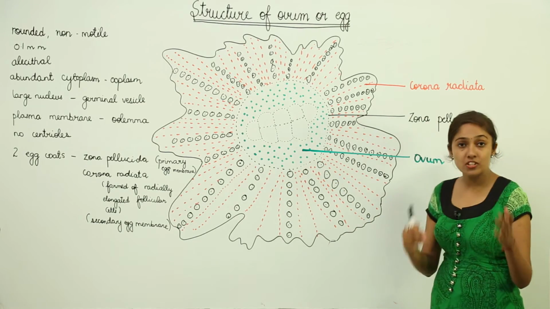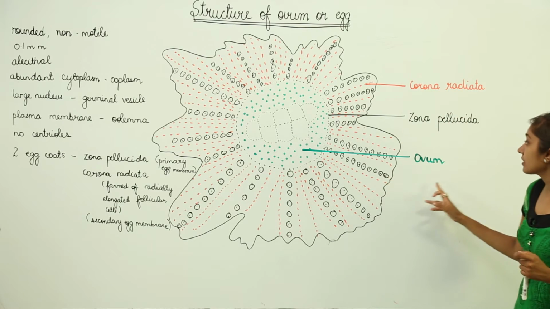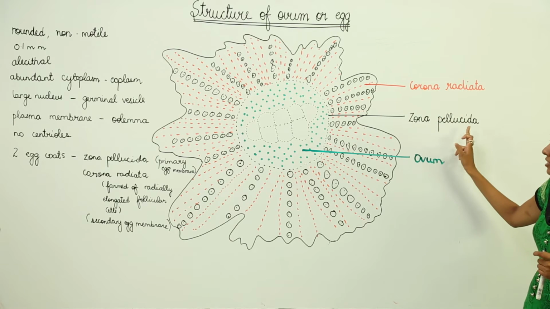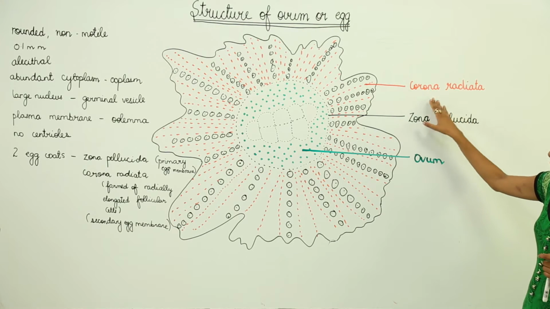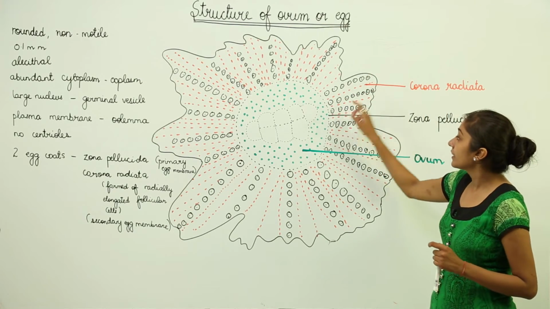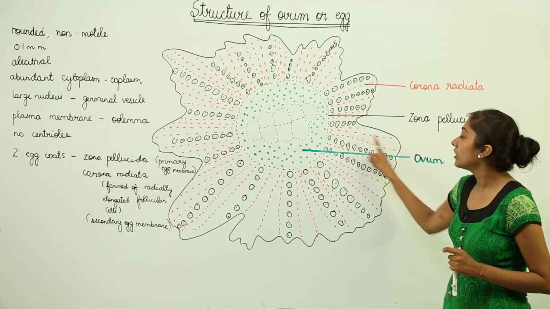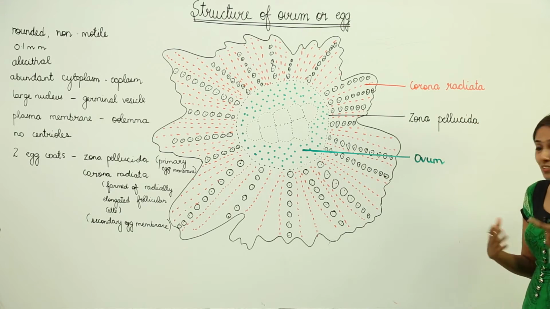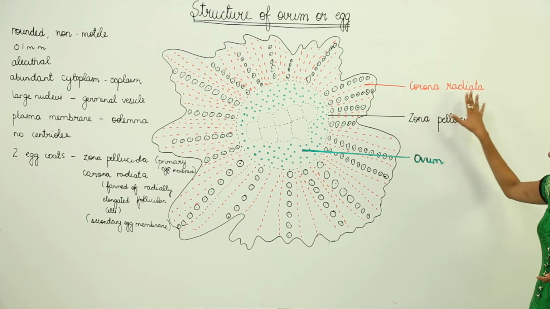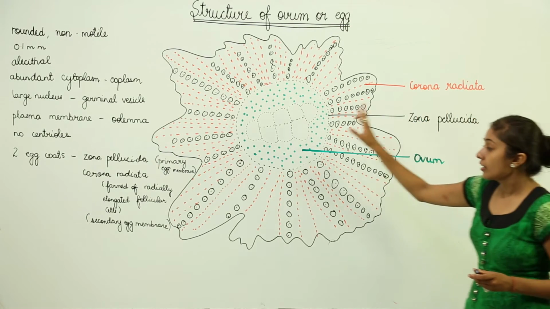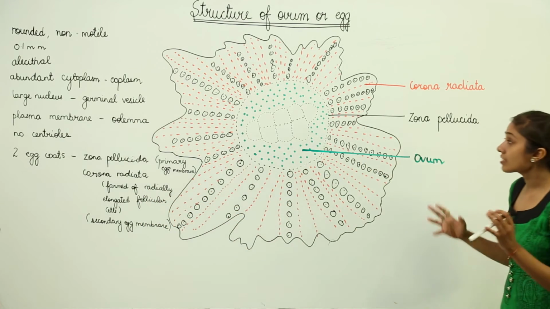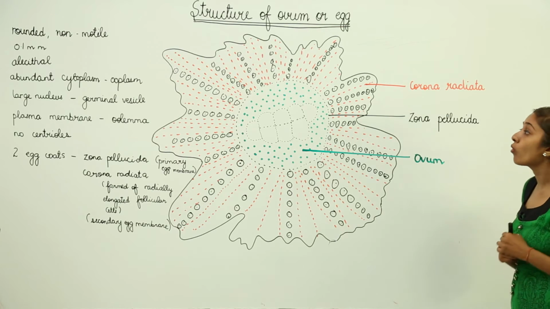Then we have the secondary egg membrane, that is the corona radiata. It is quite thick as compared to zona pellucida. So the outer membrane is the corona radiata, which is the secondary egg membrane. It is formed of radially elongated follicular cells, you can see that they are shown radially, because the corona radiata is formed of radially elongated follicular cells. This is how you will draw the structure of human ovum or egg.